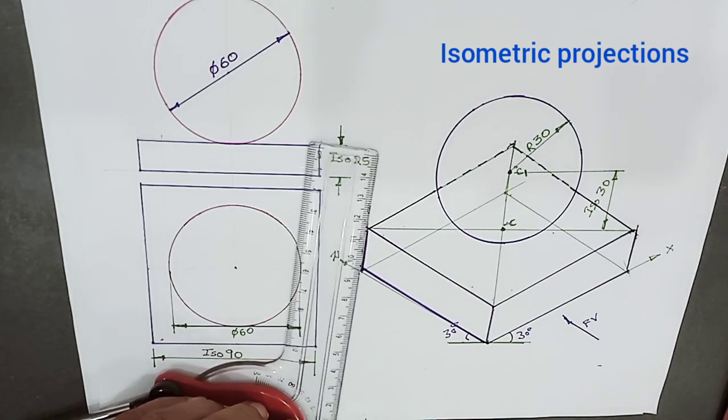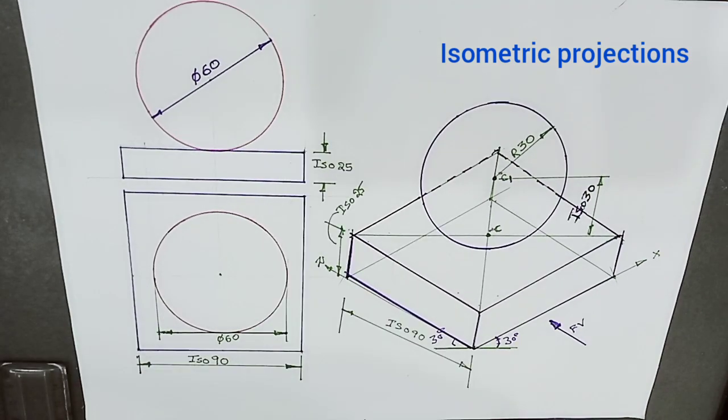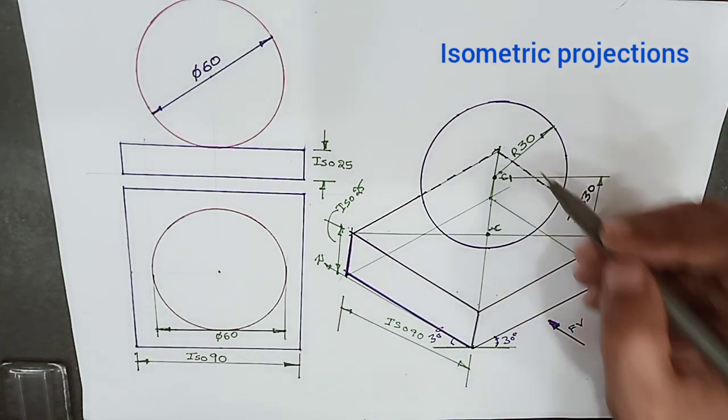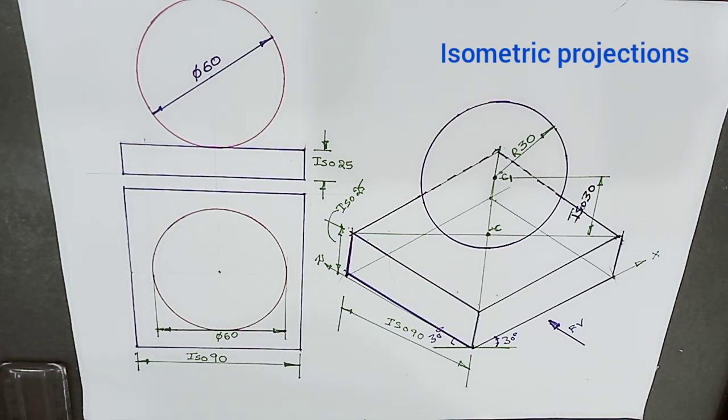Next, here all objects look foreshortened in isometric projections except the sphere. That's why we didn't consider the iso-radius value for drawing the circle. So all objects are foreshortened. For example, a square looks like a rhombus and a rectangle looks like a parallelogram, whereas a sphere looks like a circle in any direction. So it is not foreshortened. That's why you have to take the original measurements.